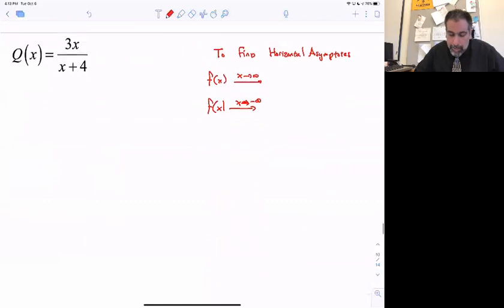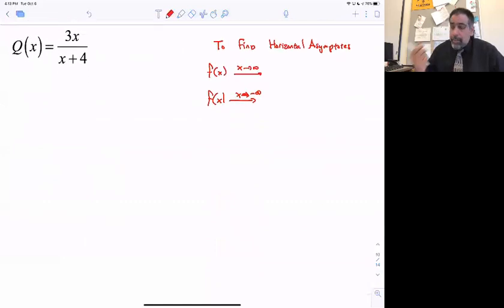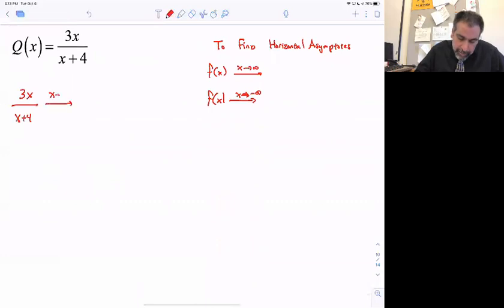We're going to take a couple more examples. So now in this example, here's what's happening. I've got 3x on the top and x plus 4 on the bottom. If I think about what this is doing as x goes to infinity, most people are going to say the top's going to get bigger and the bottom's going to get bigger. Problem is, infinity is not a number, so I don't know how to handle that. Infinity divided by infinity might not be 1. It could be anything. So we've got to think about this for a second.